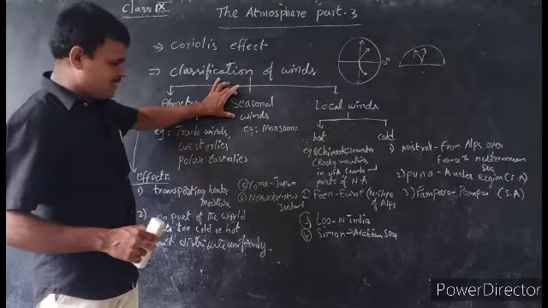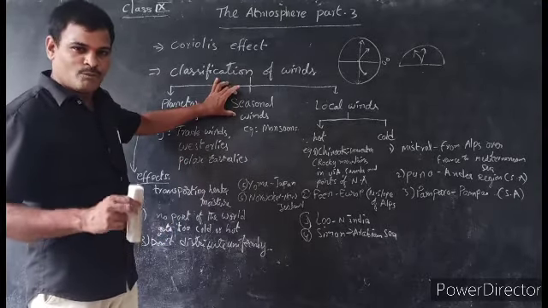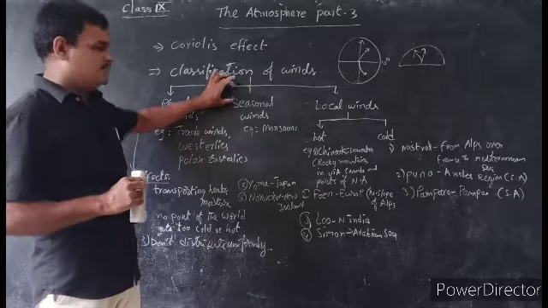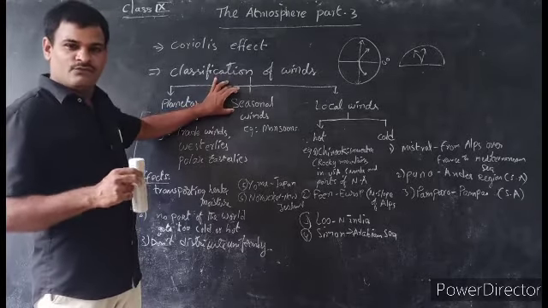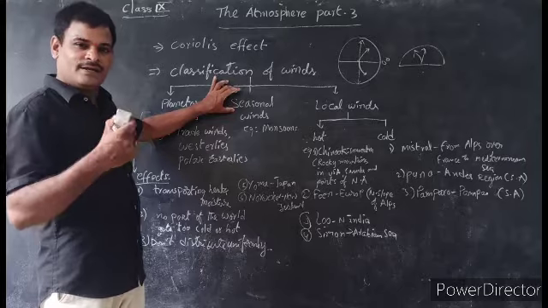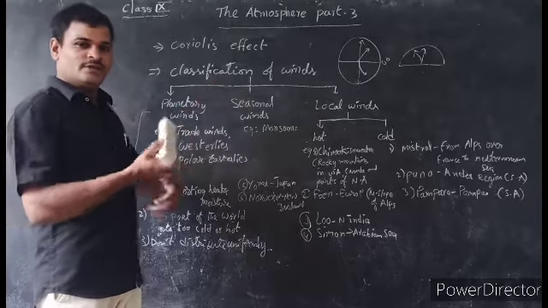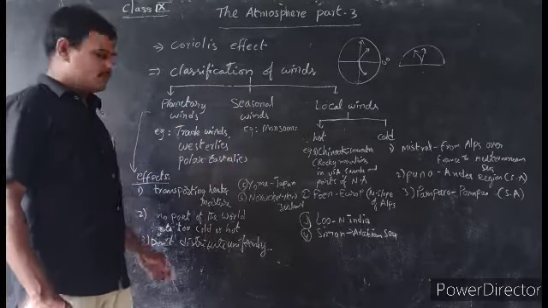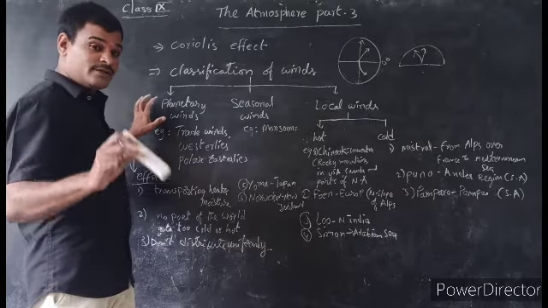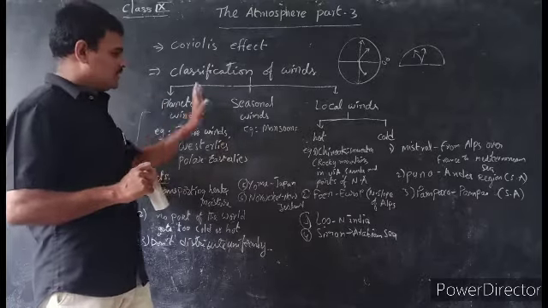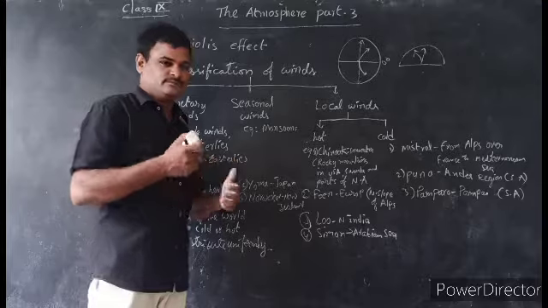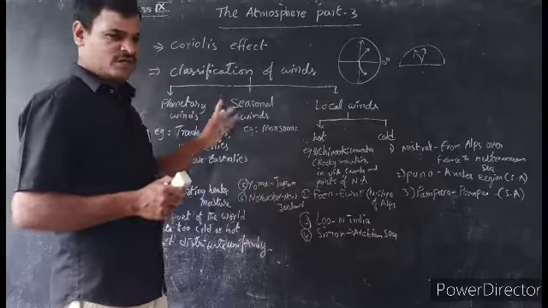So in the name it is seasonal. Why? In a particular season only they blow from one region to another region. If the season changes, they change direction also. But planetary means the same direction throughout the year. This is the seasonal change in direction. That's enough about the seasonal winds.